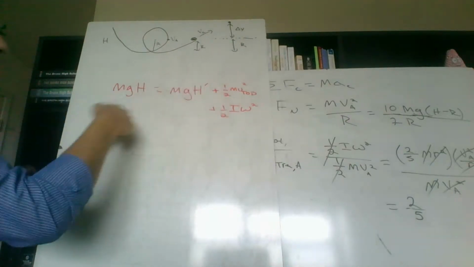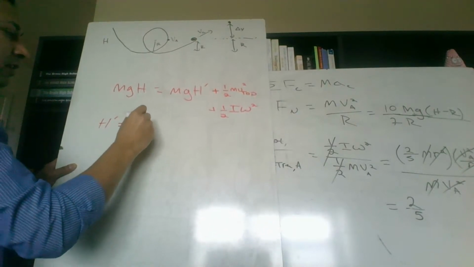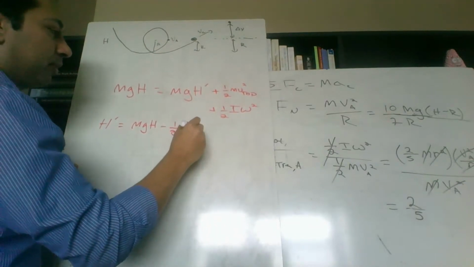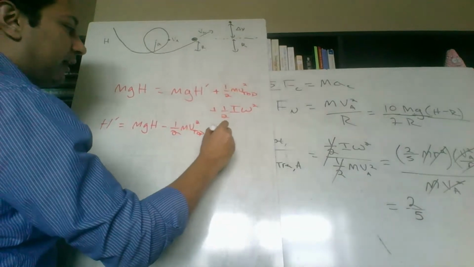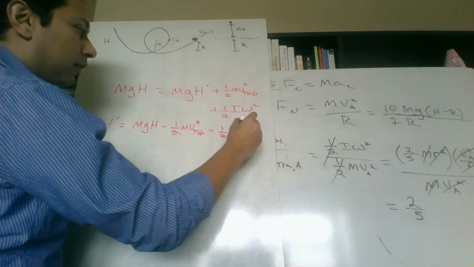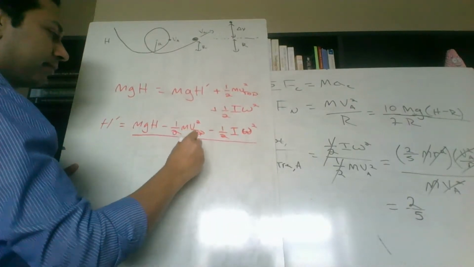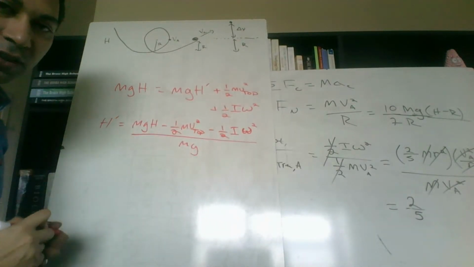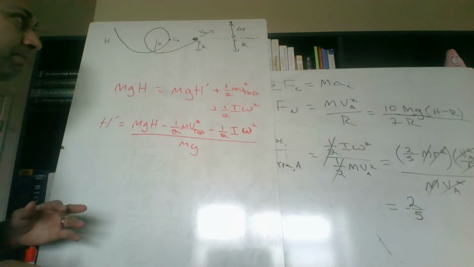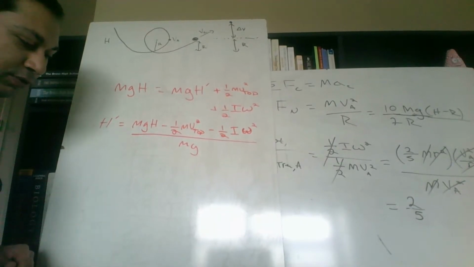So you just bring all of these things to the other side, and you end up with h prime equaling mgh minus 1/2 mv at the top squared minus 1/2, if you want to solve it in terms of w or I, whatever, that's up to you, omega at the top squared, all divided by mg. So that's the other way you could have solved this question, by using just energy at the bottom and energy at the top. And the other way was using kinematics. So both of those are true.